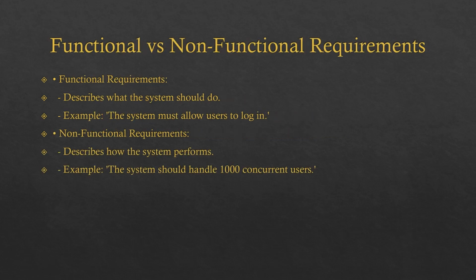Functional requirements describe the specific tasks or actions a system must perform. For instance, allowing users to log in is a functional requirement. Non-functional requirements, on the other hand, focus on performance and constraints, such as the system should handle 1000 concurrent users. Both are critical for robust design.